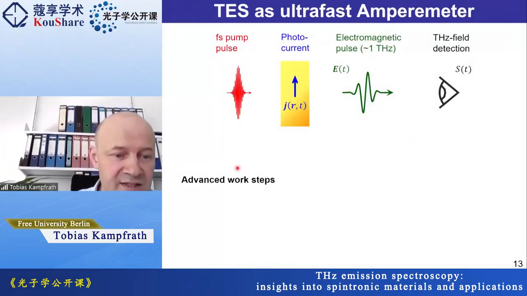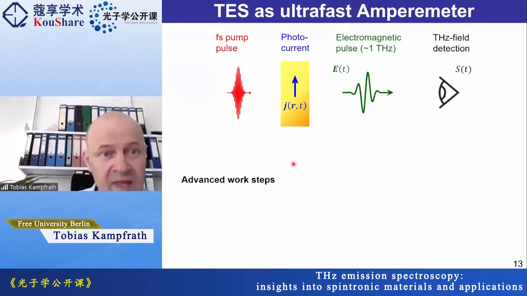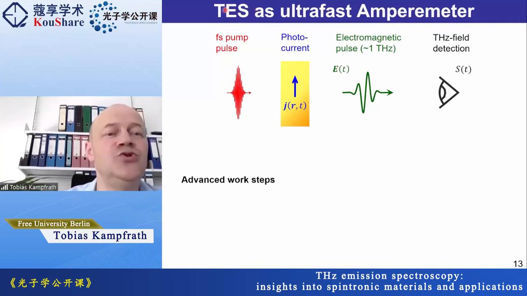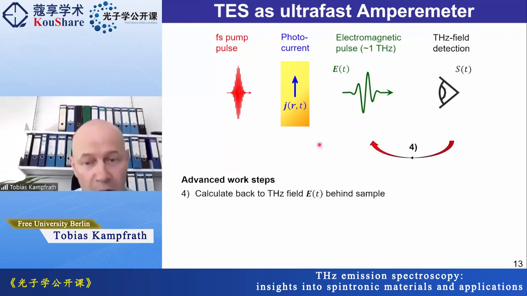And this then leads us to advanced work steps of terahertz emission spectroscopy. And you can also say, when you do these advanced work steps, that you use terahertz emission spectroscopy as an ultrafast ampere meter. So we really try to calculate back to the current that flows inside the material. So how does this work?